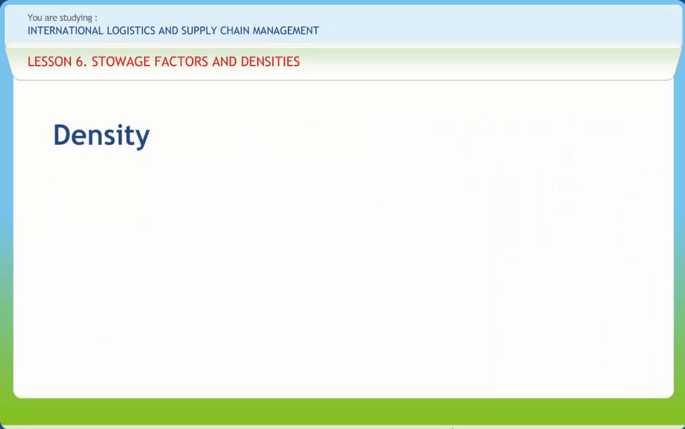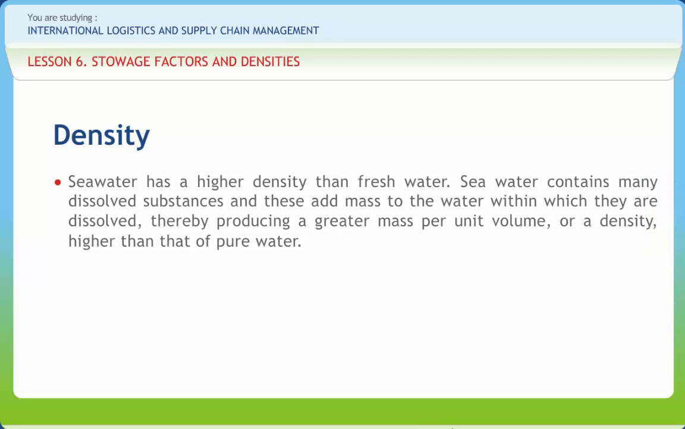Water is an amazing solvent. It is able to retain large amounts of salt and other materials in solution. When this occurs, the salt changes the properties of water. For example, when salt is dissolved in water, the freezing point of water is lowered. Sea water has a higher density than fresh water.